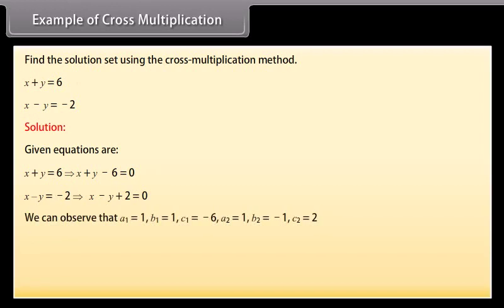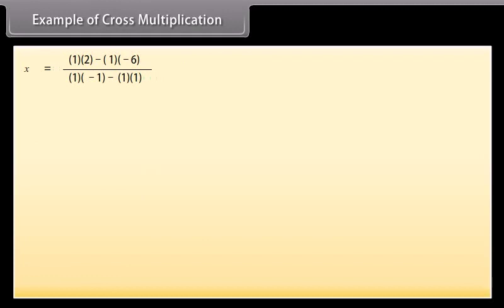We can observe that a1 = 1, b1 = 1, c1 = −6, a2 = 1, b2 = −1, c2 = 2. The solution for x is given by x = (b1c2 − b2c1) / (a1b2 − a2b1). Now by substituting the values we get x = (1 × 2 − 1 × (−6)) / (1 × (−1) − 1 × 1). By calculating we get x = 2.